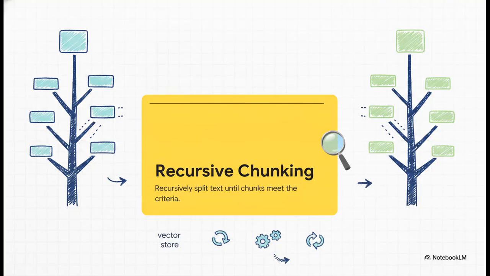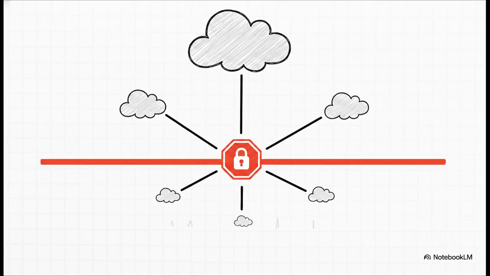This method recursively splits up the text until those chunks meet specific size or condition criteria. It's kind of like a branching tree. If a chunk of text is too big, it splits it. If those new pieces are still too big, it splits them again. It just continuously breaks down the text, layer by layer, until you hit the perfect conditions for your vector store. Because of that, it's incredibly well suited for really complex documents that already have a hierarchical structure.